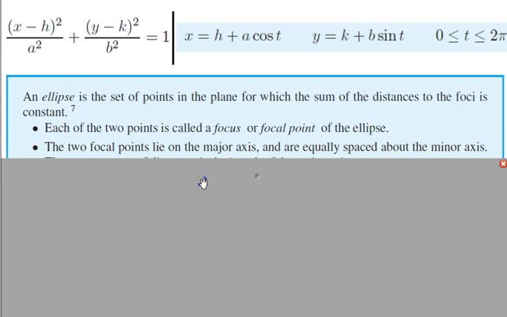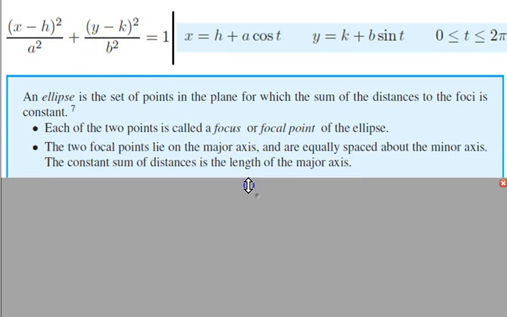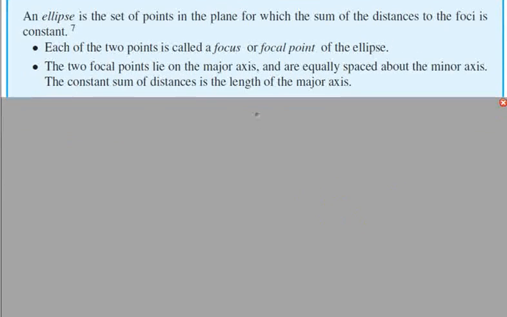And those 2 focal points lie on the major axis. So if A is a larger number, then the 2 focal points lie on the x-axis. And if B is a larger number, then the 2 focal points lie on the y-axis, or the vertical axis if the ellipse is not centered at the origin. And most importantly, there is a constant sum of distances, which represents the length of the major axis. And we'll look at what that means geometrically in a bit.